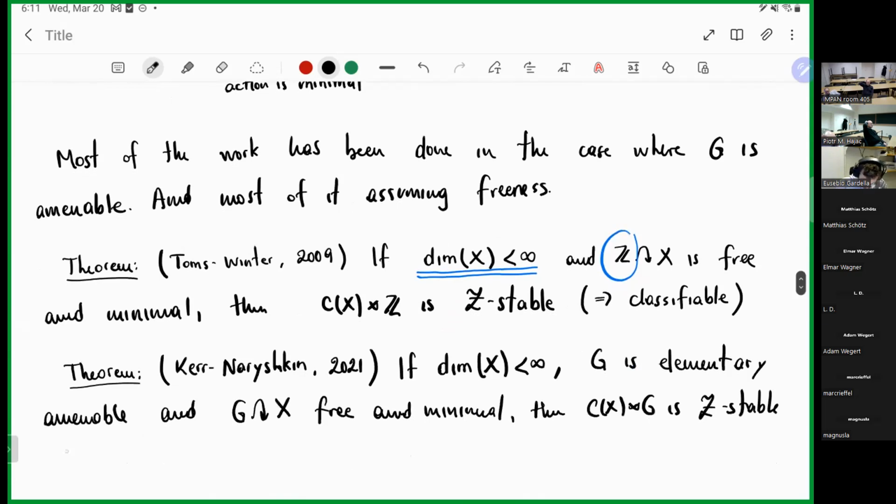And as Piotr just mentioned, this in particular implies classifiable because the other assumptions are automatically met. What is elementary amenable? Elementary amenable is the smallest class of groups which is closed under direct limits and extensions and contains finite groups and the integers. So you start with the integers and the finite groups, which are kind of elementary groups, if you wish. What properties can you apply to amenable groups to obtain again amenable groups?